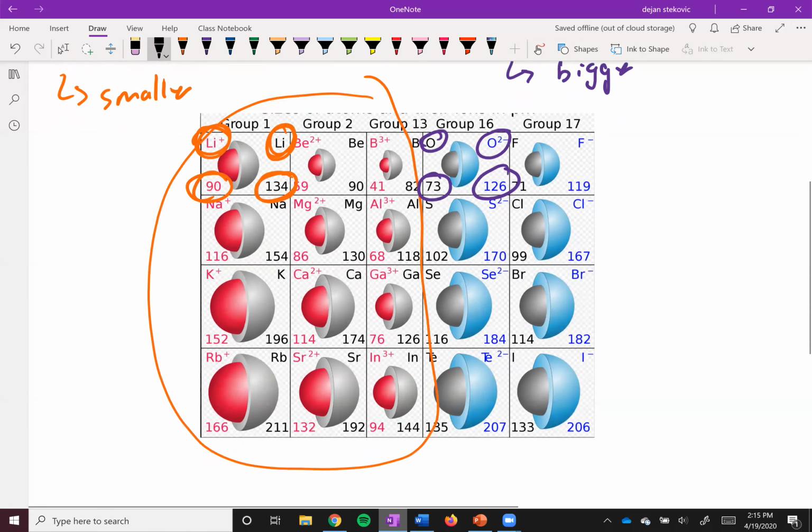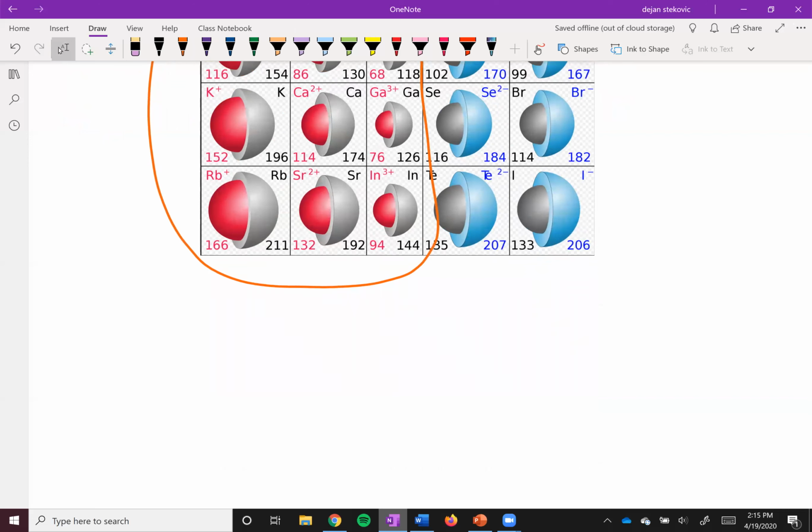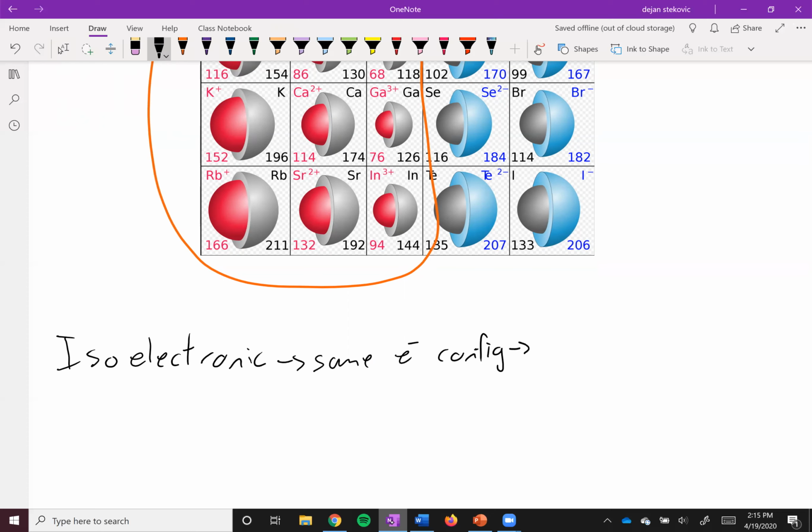And then the other thing you have to kind of look out for is isoelectronic atoms. So remember, we learned isoelectronic atoms have the same electron configurations, but then they can have a different number of protons. Since protons are what's pulling the electrons in, the more protons you have, the smaller you get when you're talking about isoelectronic atoms. So more protons equals smaller.